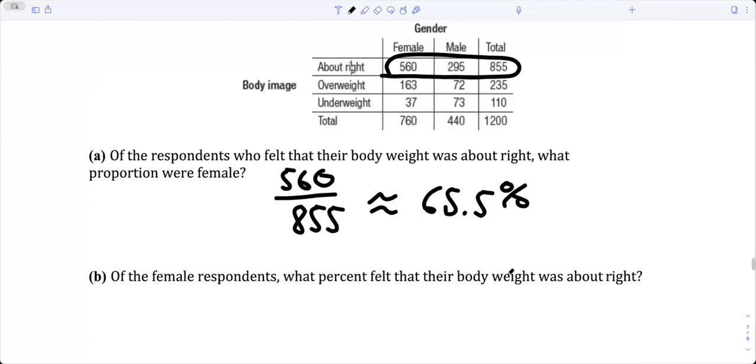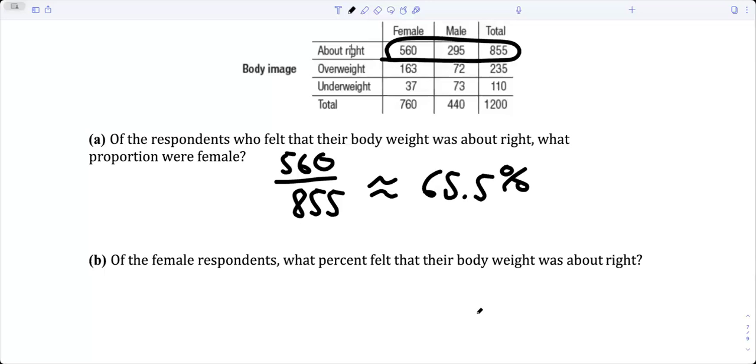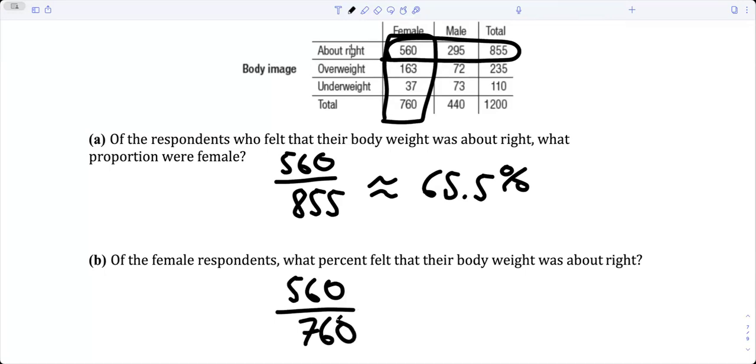Okay, next, it says of the female respondents, what percent felt that their body weight was about right? So this time we are just looking at the females. All right, so I'm looking at the column here. So the about right was 560 out of the total number of females, which was 760. And that is 73.7%, something like that.